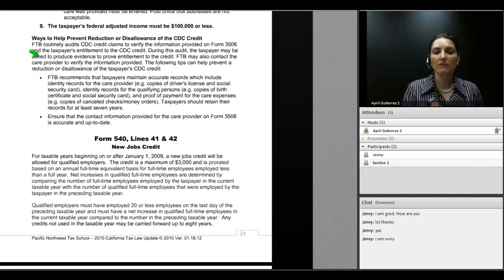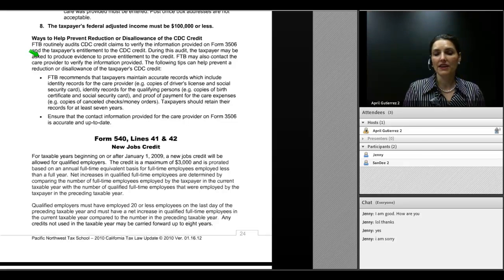The proof should include some form of copy of identification of the provider, and it should also provide or maintain copies of payment proof. So either a canceled check that you used to pay that provider or a money order used to pay that provider. And clearly you should have a receipt from that provider as well.